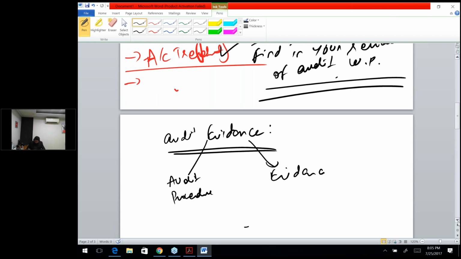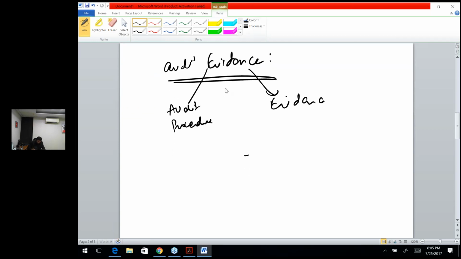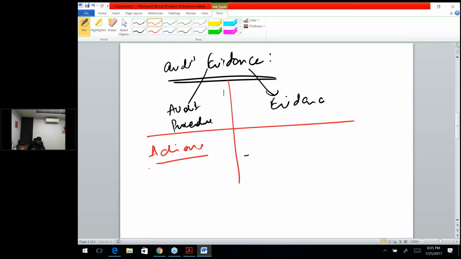The procedure is actually an action. Whenever we talk about the procedure, the procedure is an action. And when we talk about the evidence, the evidence is the result of an action. So if I say audit procedure is you performing an action, the evidence is the result of the procedure.